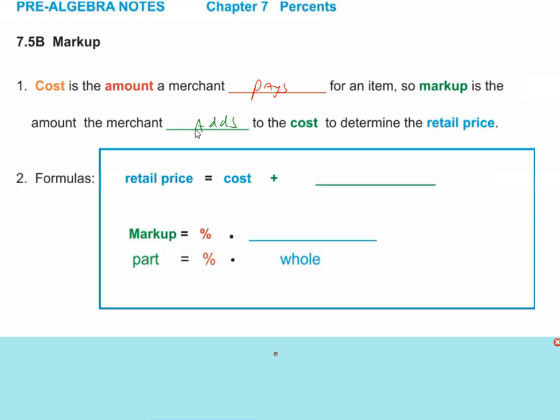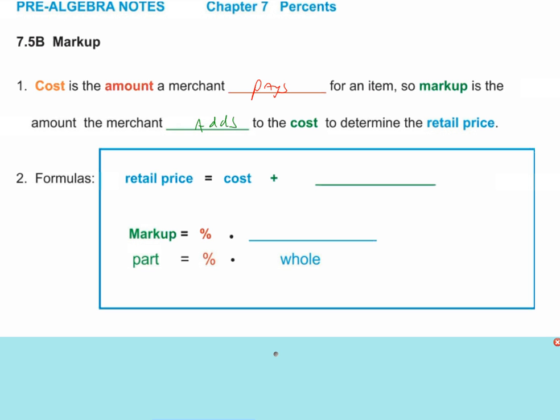Some markups are greater than others. Clothing industry, usually over 50%, sometimes 70 and 80%. Jewelry, extremely high markup from the cost to the retail price. It just depends on what the item is as to how much that markup is. A lot of other factors are involved, such as the marketability of the item, do a lot of people want it, etc. Okay, so to do these types of problems, we've got to come up with a couple formulas.